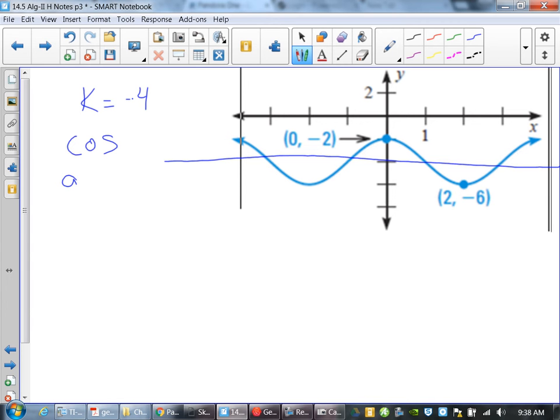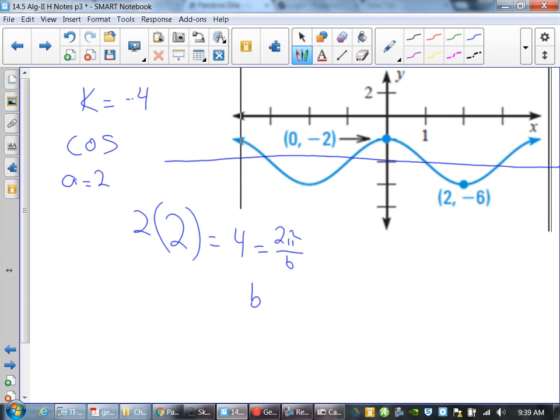Because how far up is it from -4? 2. Okay? So we have an A value, we have a K value. All that's left is to figure out our period. So how far is it from 0 to 2? 2. So I take 2 and double it, gets me 4. Set that equal to 2 pi over b. What do you get? Half pi.